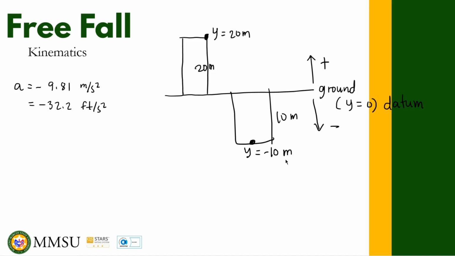Another one is velocity. If an object is thrown upward, for example, then we have a positive velocity. When an object is thrown downward, or when the object is moving downward, then we have a negative velocity. Alright, so that is our notation for free fall. Remember, the acceleration is constant at negative 9.81 meters per second square or negative 32.2 feet per second square. Alright, so let us try to answer some problems.